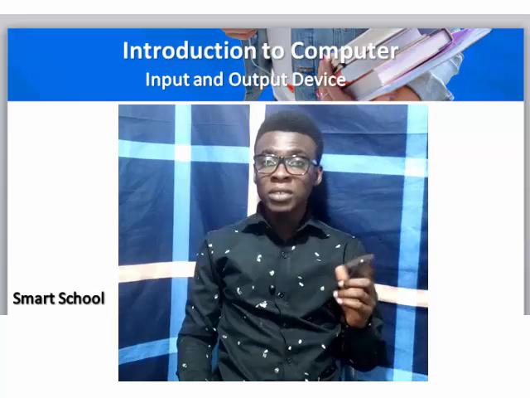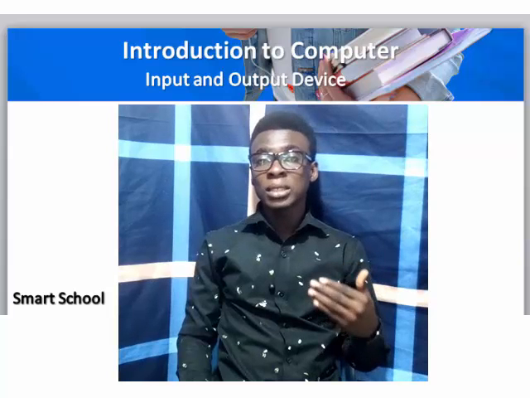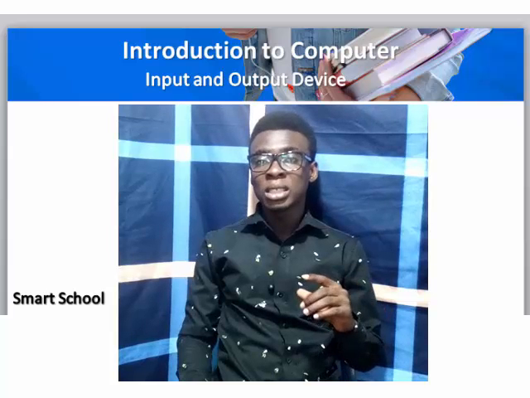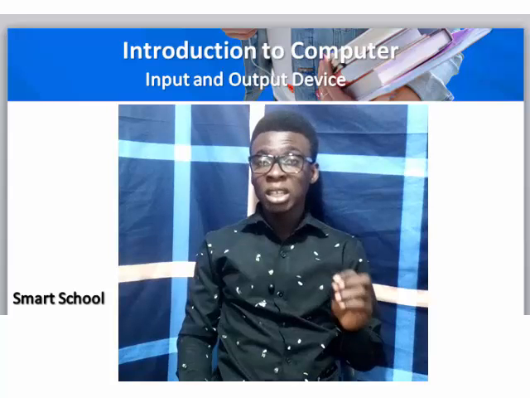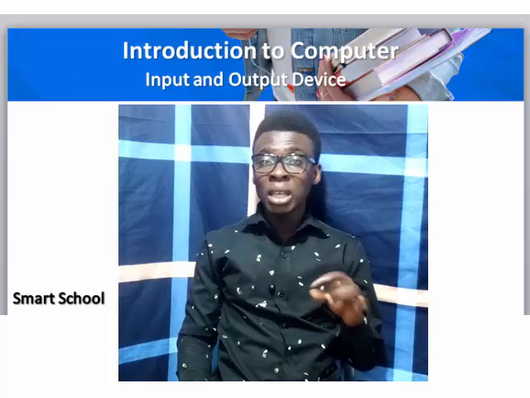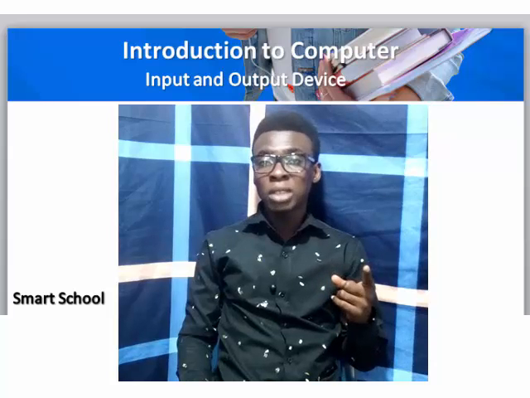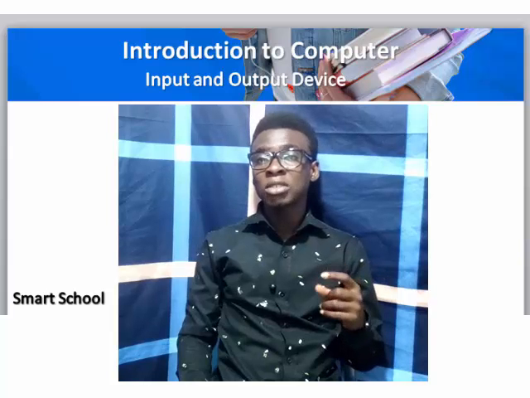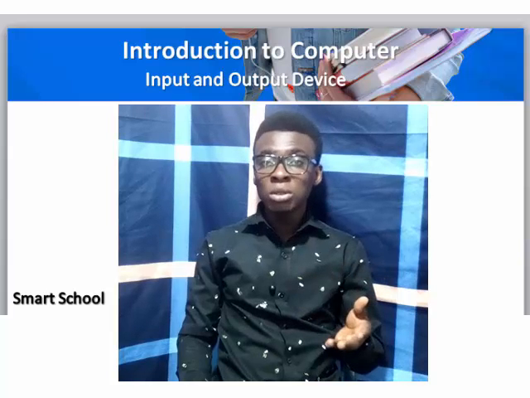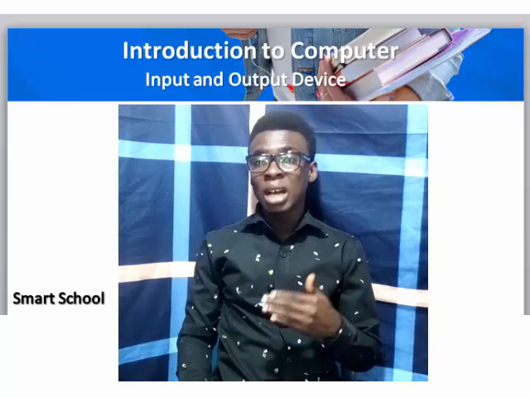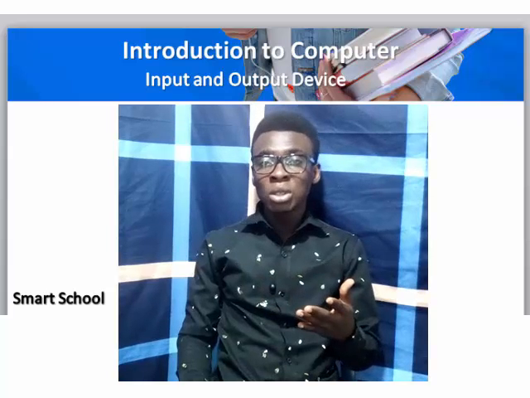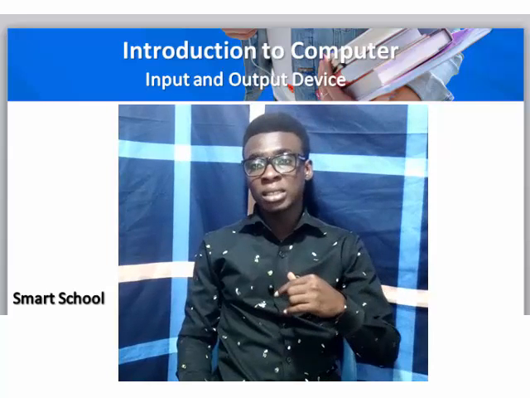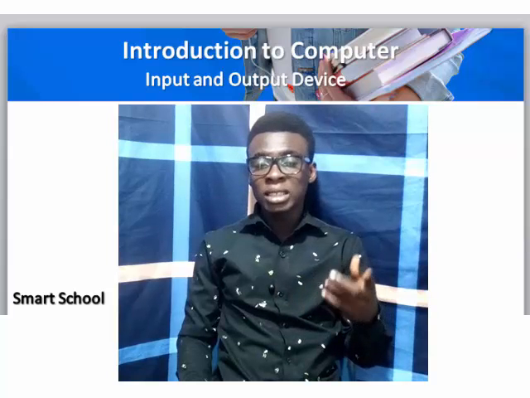Like I said in the previous video, in our next video we'll be looking at input devices and output devices. So now we are looking at it properly. Don't forget that the words input and output came from the definition of computer. It was said that a computer is an electronic device that accepts data as input, processes data, and brings out useful information as output. So that is why we want to explain what input and output devices mean.